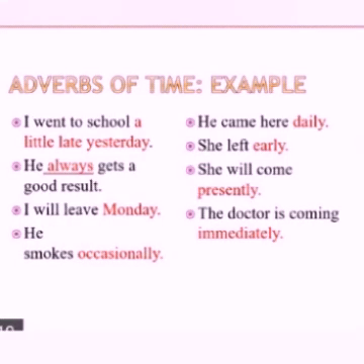Let us see the example. I went to school a little late yesterday. He always gets a good result. I will leave on Monday. He smokes. How frequently? Occasionally.